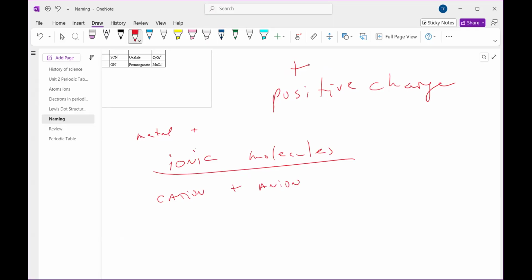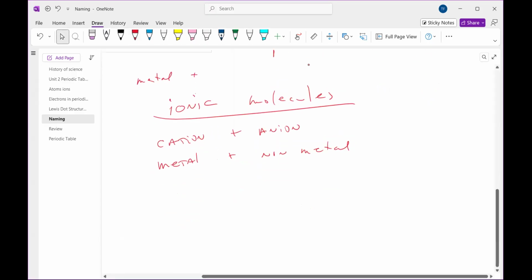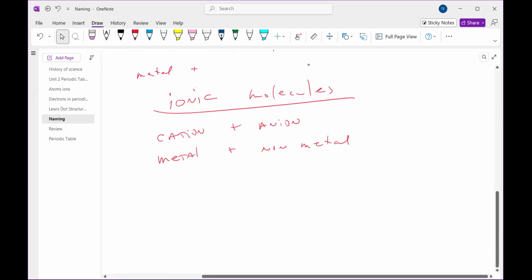Sometimes they say a metal plus a non-metal. I like to do the top one more than the bottom one because there's some exceptions to the bottom one. But a lot of teachers will say an ionic compound is a combination of a metal and a non-metal. Remember, the non-metals are in the top right of the periodic table. Okay. If it's not an ionic compound, then it defaults to a molecular or covalent molecule.